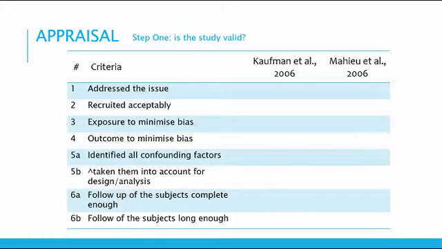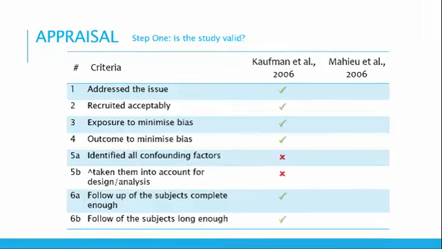We critically appraise the evidence using the CASP, Critical Appraisal Skills Program, approach. There are 3 steps in the CASP approach. Step 1, is the study valid? Which aims to answer the following: was the issue addressed? Was it recruited in an acceptable way? Were the exposure and outcomes accurately measured to minimize bias? Have the authors identified all important confounding factors and taken these into account in the study design? Was the follow-up complete and long enough?